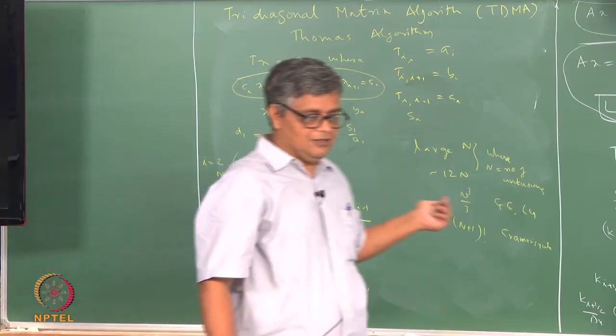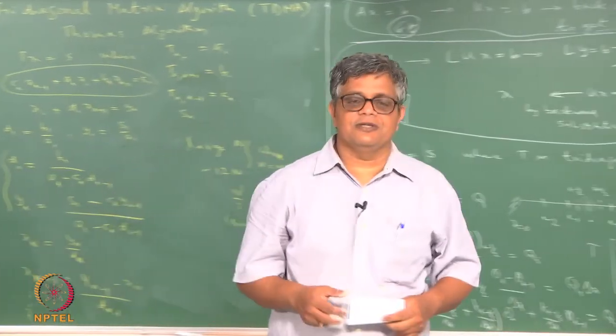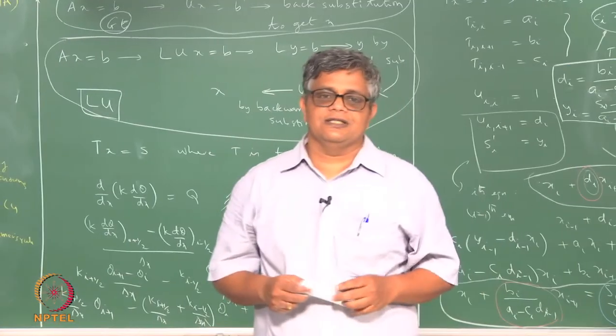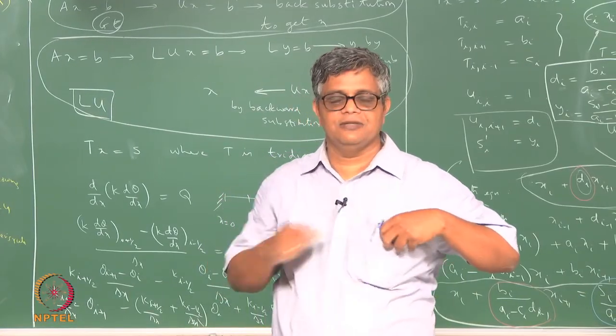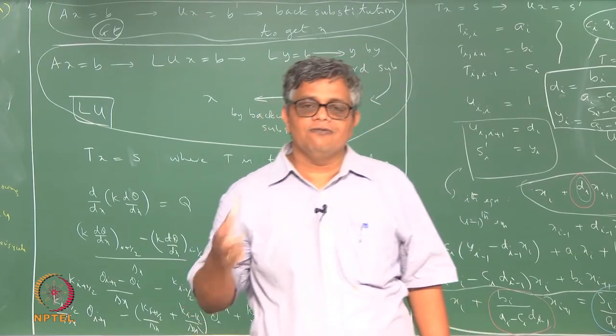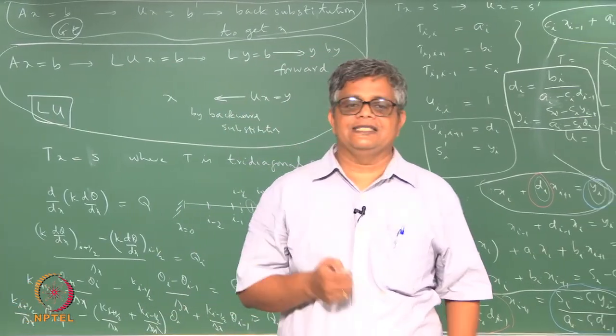We will see later on in the next class some other methods, and we will come back to this method in the advanced methods which try to make use of the efficiency of the Thomas algorithm in solving one particular form of Ax equal to b.